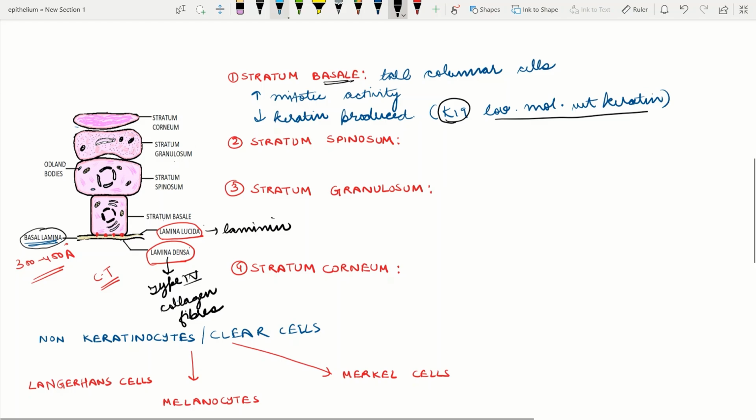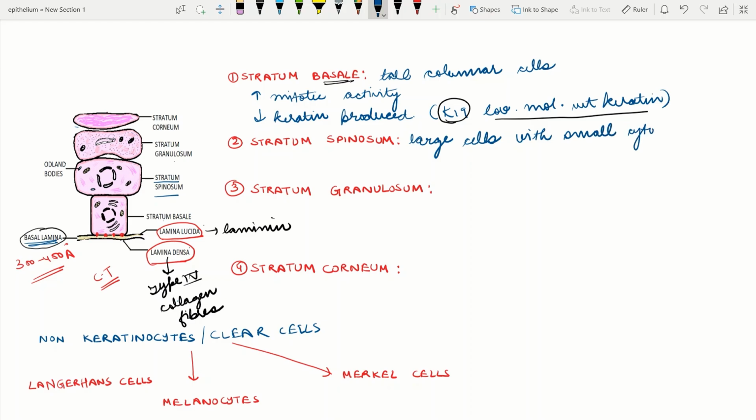Now coming to the stratum spinosum. Here you will see these are the large cells with small cytoplasmic processes. As we fix them, these cells will shrink, giving them their characteristic spinous appearance.